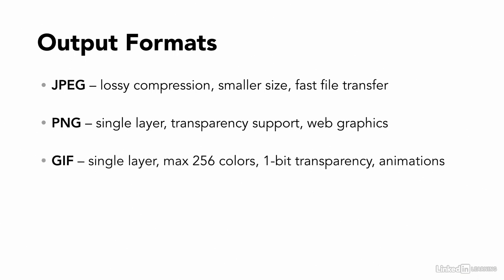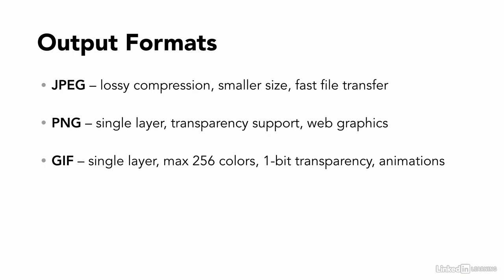Now, the GIF file format is also a single-layered flattened file format. It has lossy compression applied to it, but in a very different way than a JPEG file. When you save as a GIF, you have to convert your file to a different color mode called index color, which only allows 256 colors. This file format is also commonly used for graphics like logos or more flat-looking artwork.